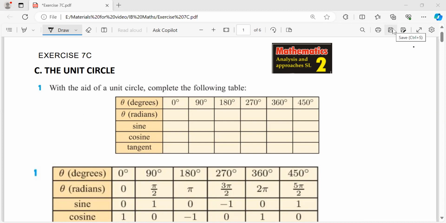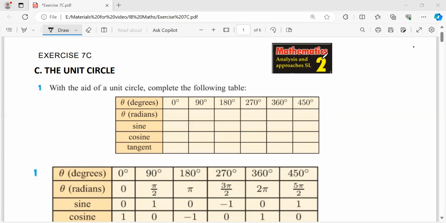In this video, I will continue to discuss how we find the solutions of exercise 7C. In my previous video, I discussed how we find the solutions of exercises 7A and 7B, of course from this book, Mathematics Analysis and Approaches SL-2, for those students of International Baccalaureate.